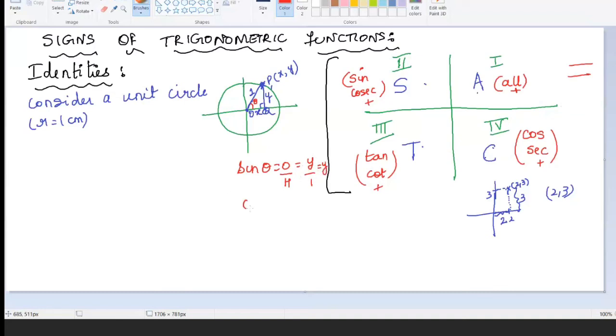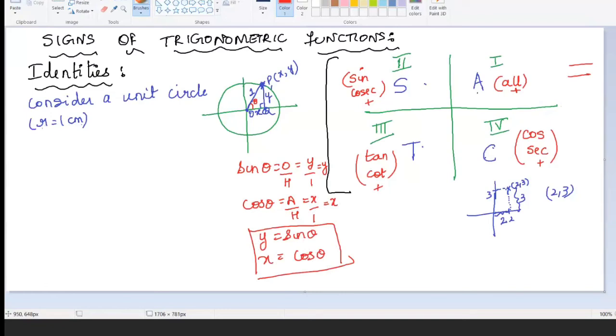Next, cos theta. Cos theta is CAH, that is adjacent by hypotenuse. So therefore it is X by 1, which is equal to X. So what you got? Y is nothing but sine theta, and X is nothing but cos theta. Put this in a box and keep it ready.